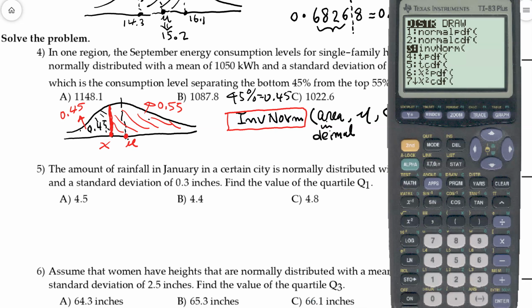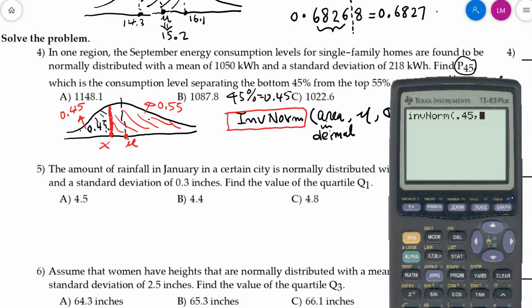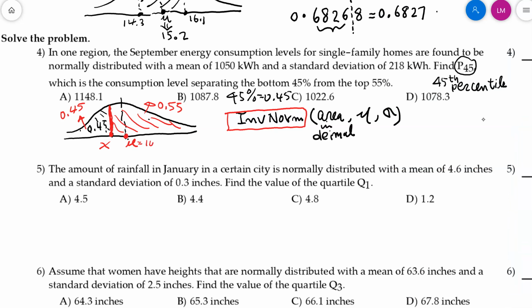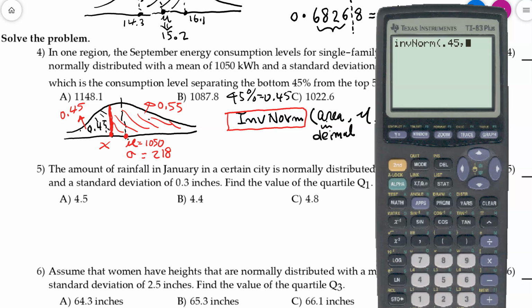Again, that's in the calculator, number 3. You hit enter. And then what are the 3 numbers? Area 0.45, and then mu. What was mu? Mu was 1050. And sigma was what? 218. So you enter those values: 0.45, 1050.